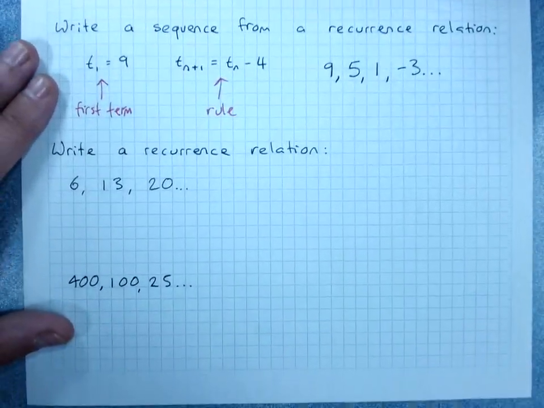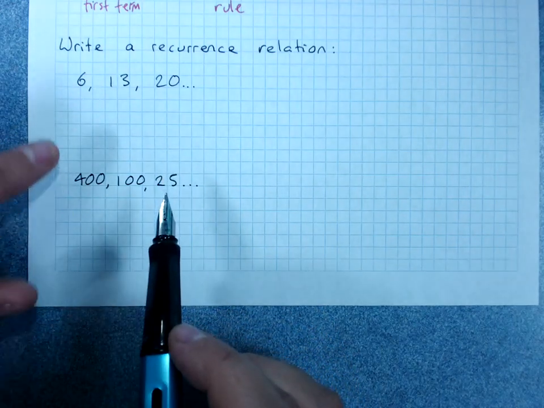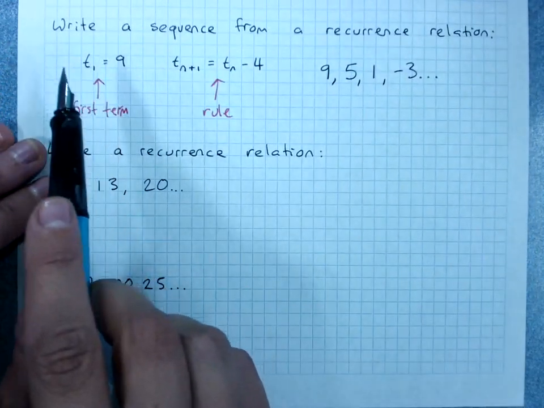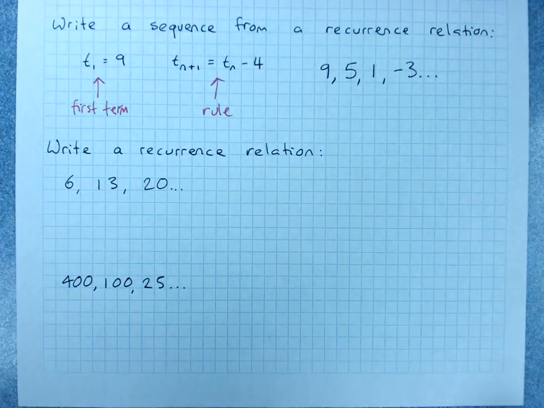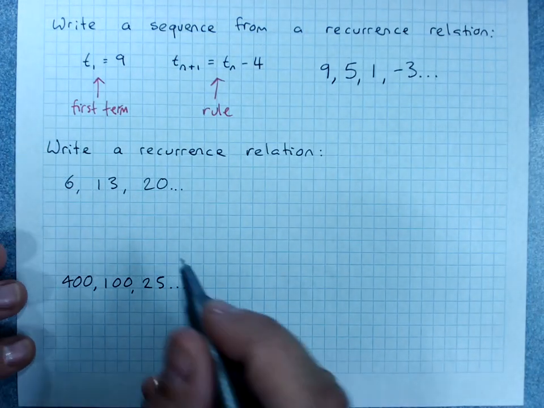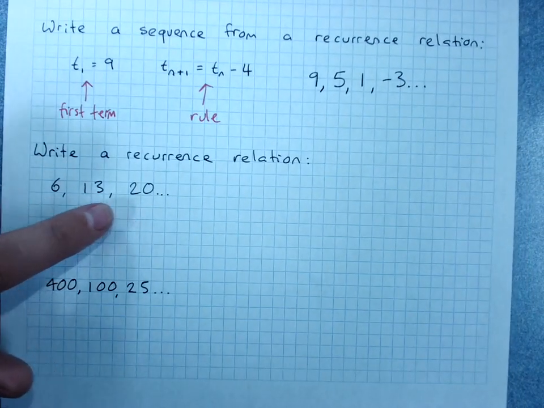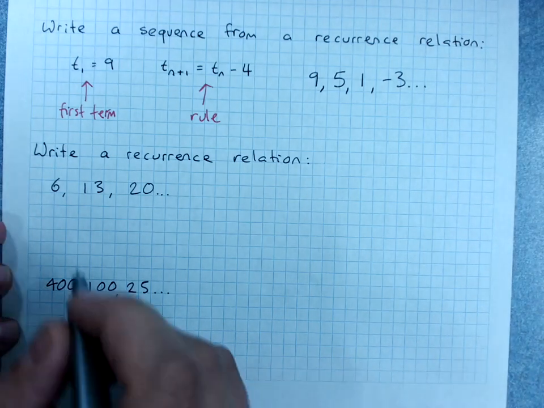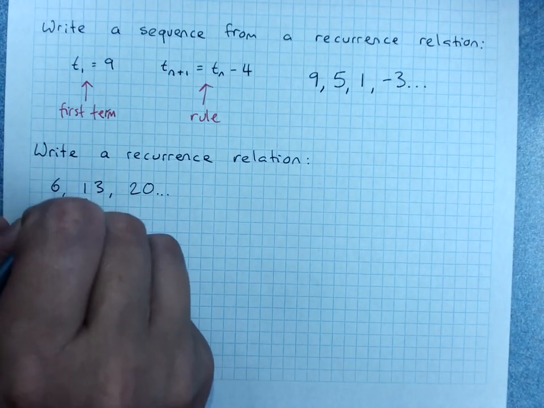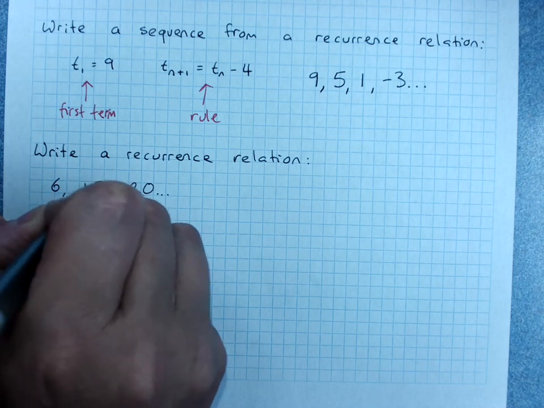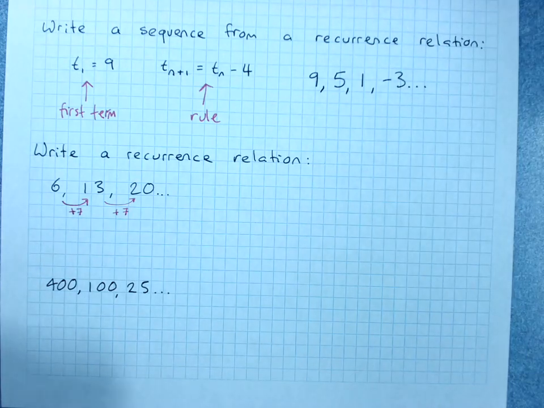We also need to be able to write a recurrence relationship rule given a pattern. So we need the first term and the rule. Start by identifying the rule. We've gone from 6 to 13 to 20, looks like an addition one. Double check, 13 minus 6, that's 7, so we added 7 to get to there, added 7 to get to there. This is an addition rule.